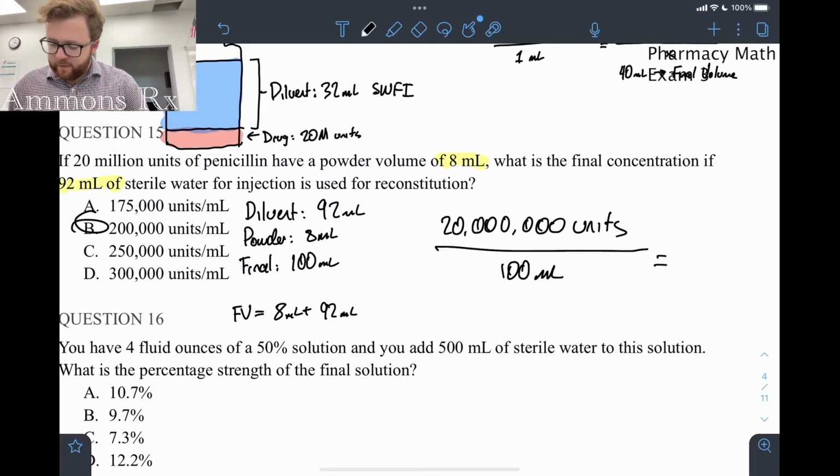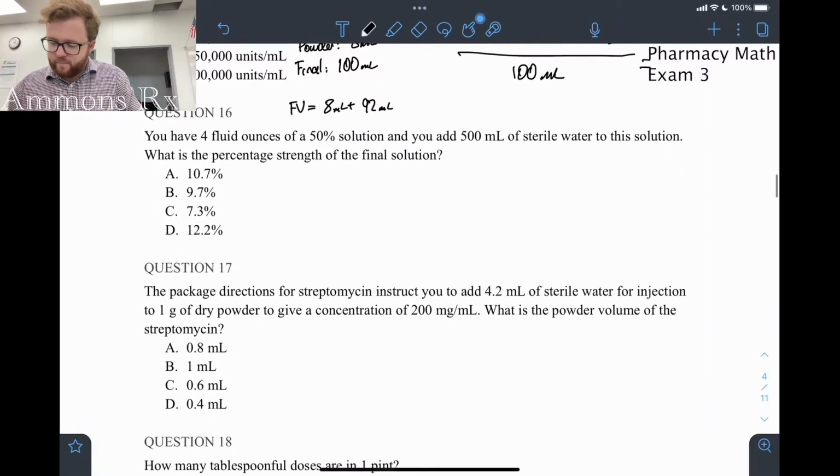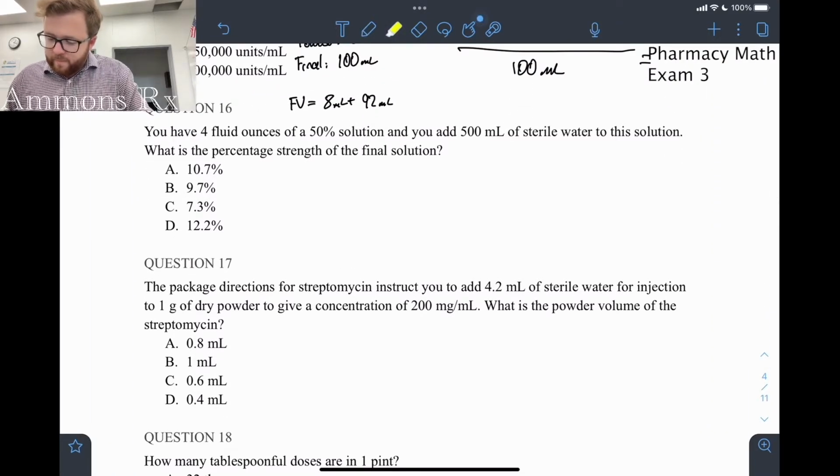That's going to be 200,000 per mil. You have 4 fluid ounces of a 50%. You add 500 mils of sterile water. What's the percentage strength of the final solution?